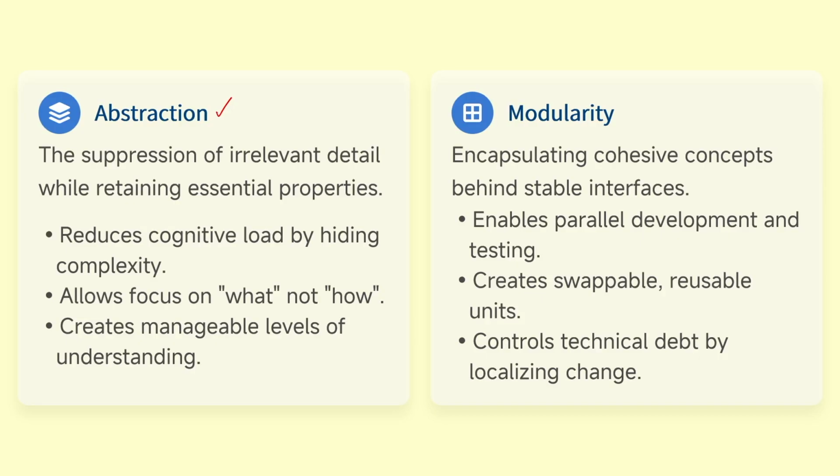Okay. So, that is what we call abstraction: the suppression of irrelevant details while retaining essential properties. You are just trying to show only the essential things and not showing something which is irrelevant to a corresponding person or to a module. So, that is considered abstraction.